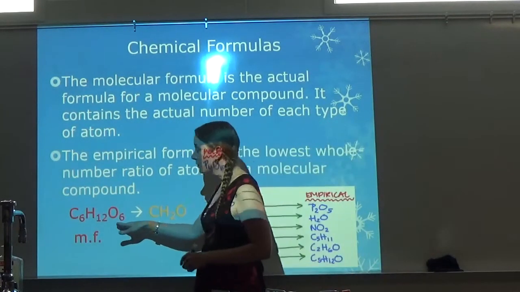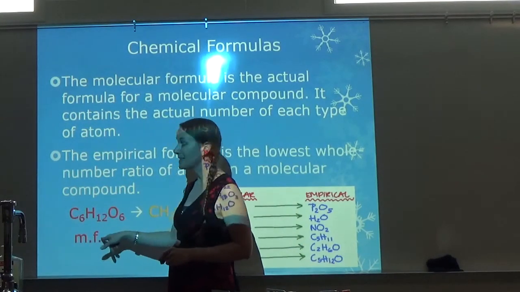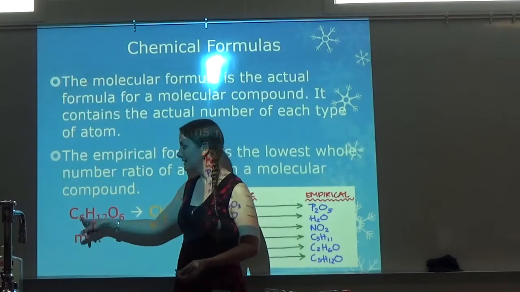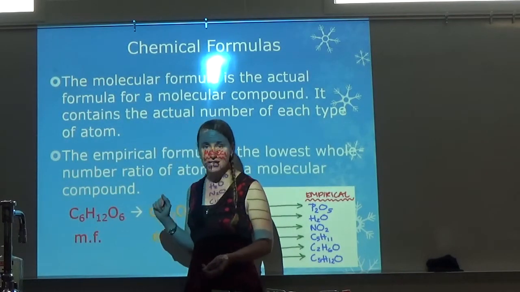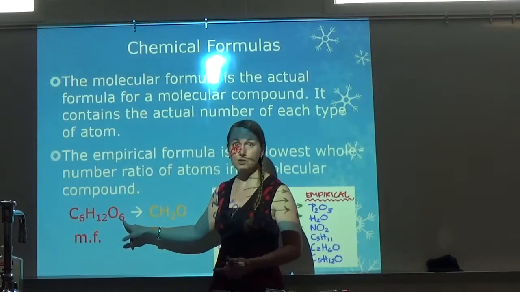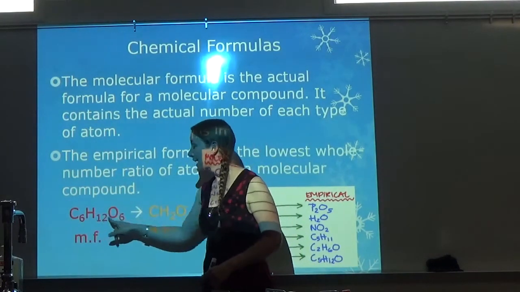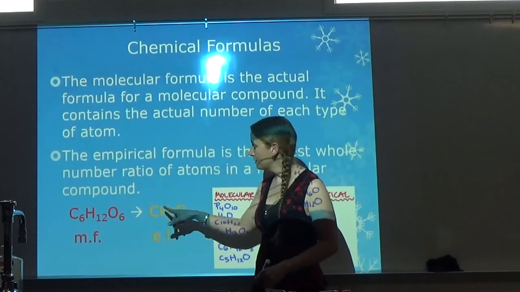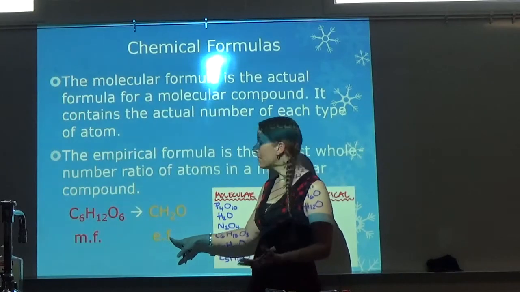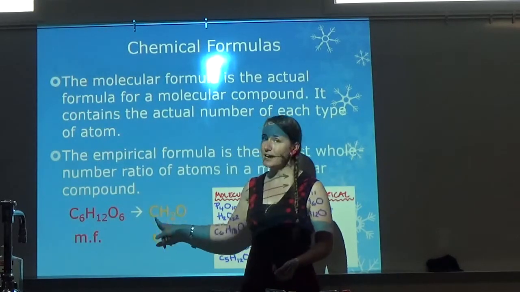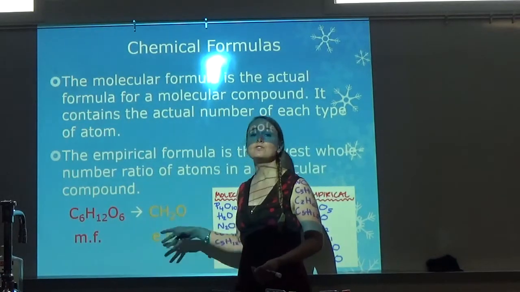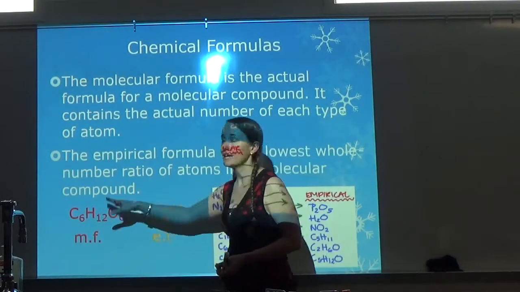So for example, glucose is C6H12O6. This is the molecular formula. One molecule of glucose actually has 6 carbons, 12 hydrogens, and 6 oxygens. However, I can reduce these subscripts to a lower ratio by dividing each of them by 6. Then it becomes CH2O. This is the empirical formula. A molecule of glucose does not just have 1 carbon, 2 hydrogens, and 1 oxygen. This is just the lowest ratio of the molecular formula.